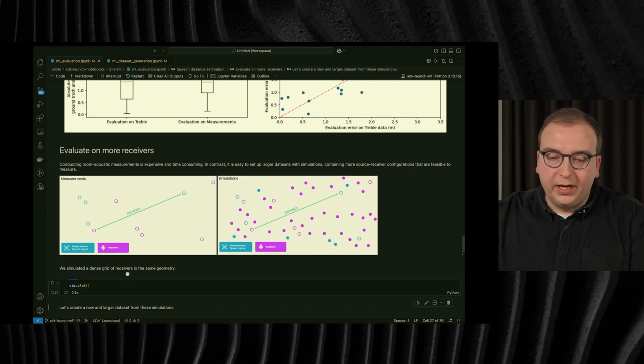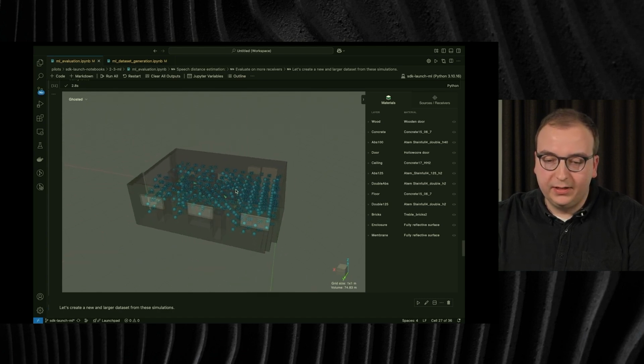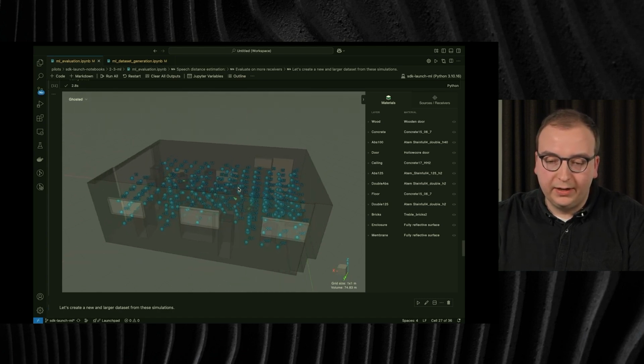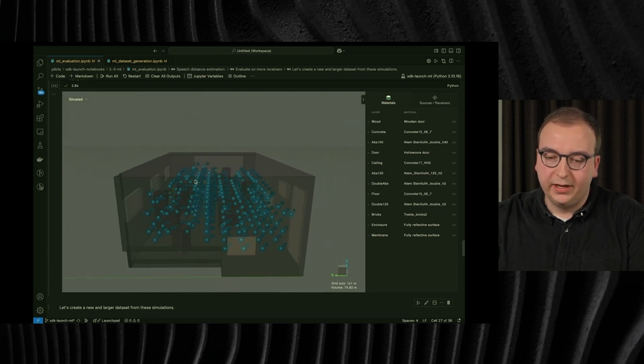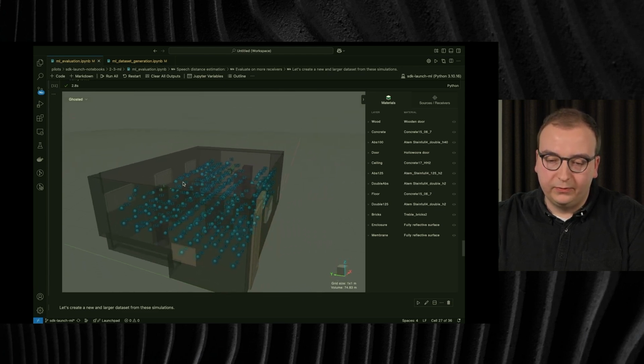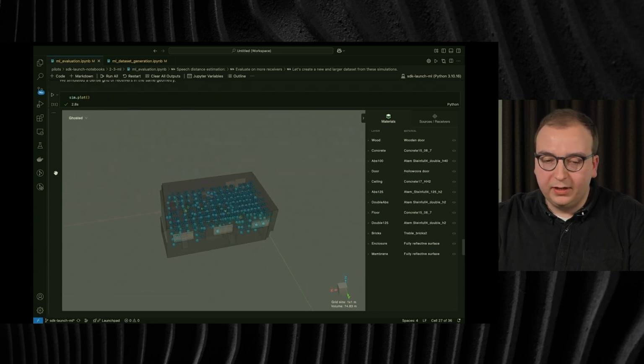So let's have a look at another simulation that we ran from the same environment where we added more receivers. And as you can see here, we have now added very many receivers in there, and they are on a very dense and fine grid of receivers throughout the room. So by using this simulation, we can get a bit more, or actually a lot more comprehensive overview of how our model performs on this specific task in this specific room.